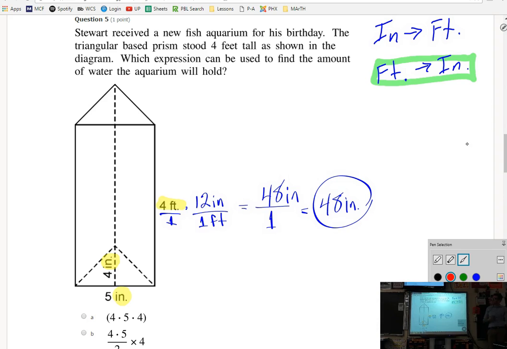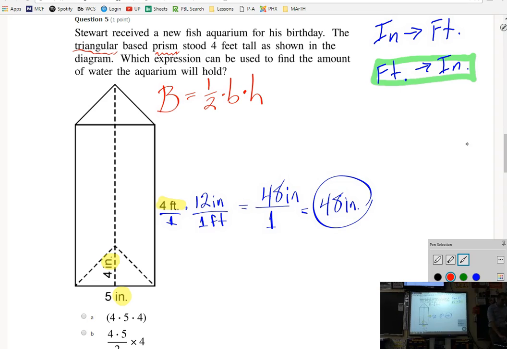So now we still have a prism, because we're told that. But, Hayden, what kind of prism? Triangular. How's that change my process? Yeah. Ooh, so now when I go to find big B, since it's triangular, I now use my triangle formula, 1/2 little b times little h.